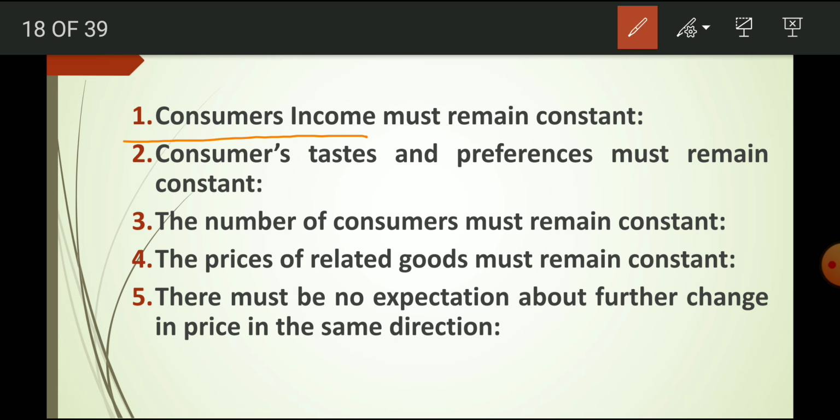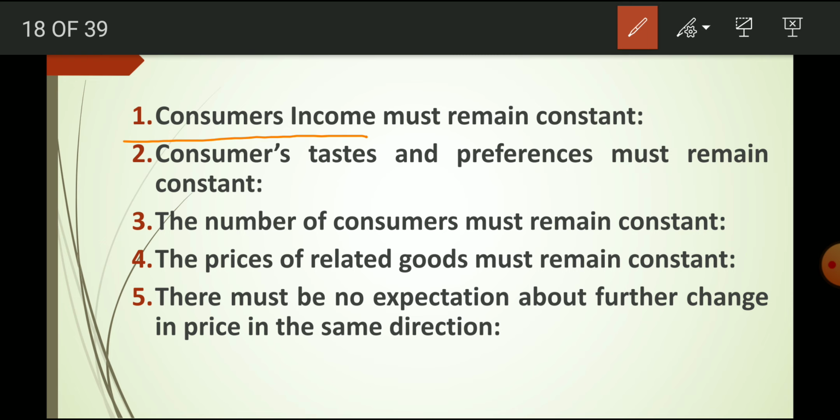So taste and preference, your habits, your personal choice remain constant. Whenever price increases or decreases, only the price should change. How should the other factors be? Constant. There should be no change in them. So consumer taste and preference, habits remain constant, not changing frequently. The number of consumers remains constant.